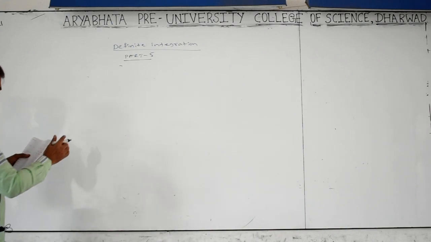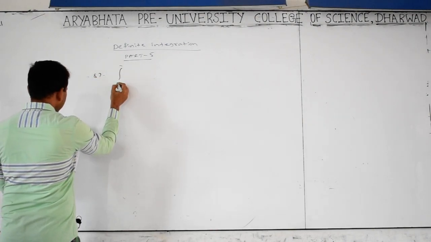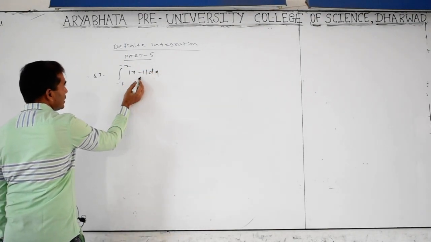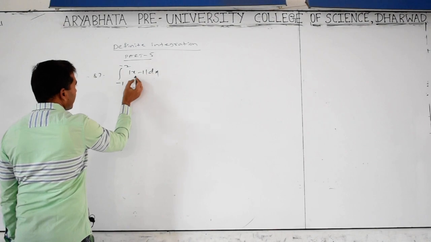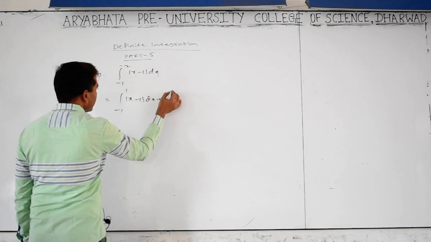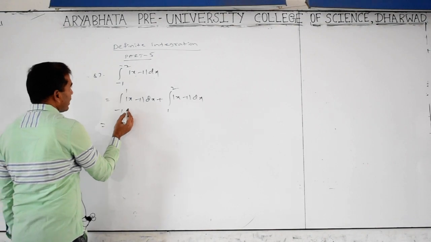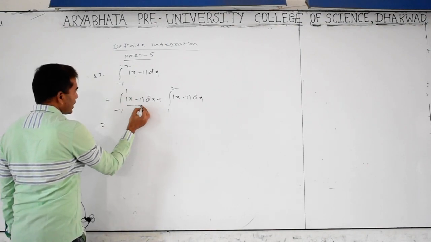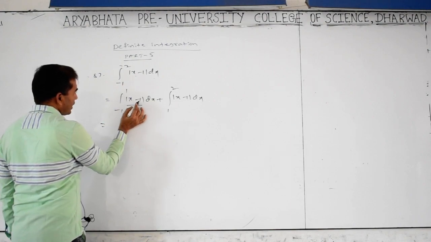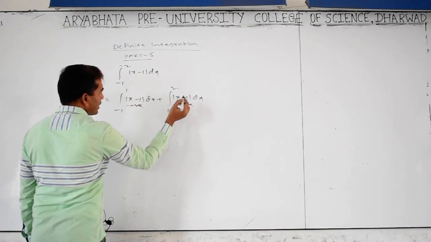Next, question 87, integration of minus 1 to 2 mod of x minus 1 dx. Here also mod is there. We should eliminate the mod. What is the turning point? 1. So minus 1 to 1 mod of x minus 1 dx plus 1 to 2 mod of x minus 1 dx. Yes, minus 1 to 1, in this interval take any number, here 0.9, 0.9 minus 1 is negative, so it is negative. 1 to 2 is positive, 1.5 minus 1 is positive.